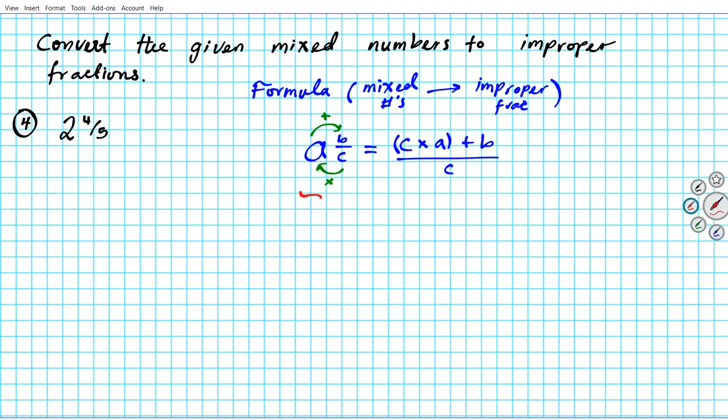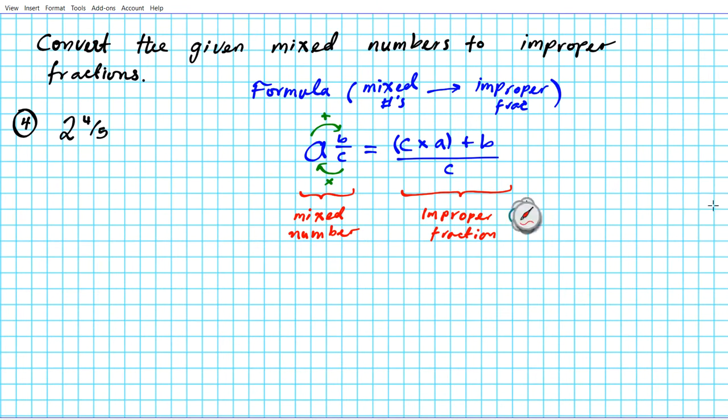So this fraction that we have right here is your mixed number. It's a combination of your whole number and the proper fraction. And then this whole process, this long fraction that we have right here, is going to be your improper fraction.